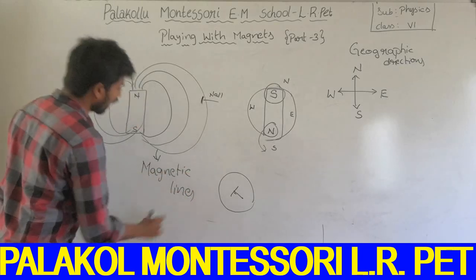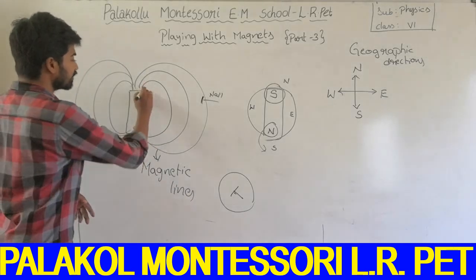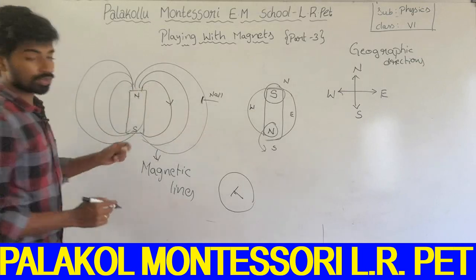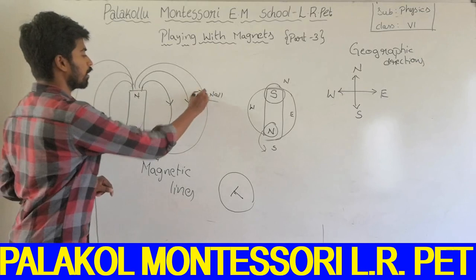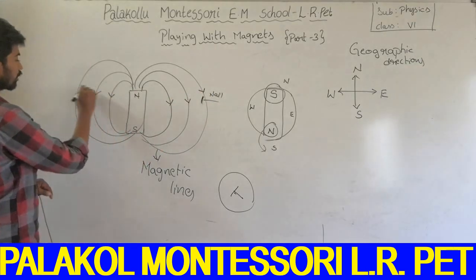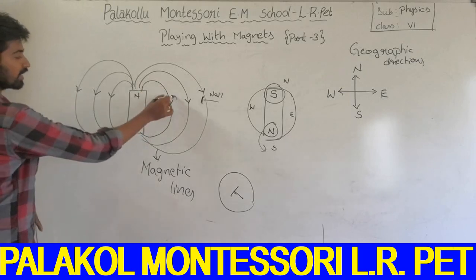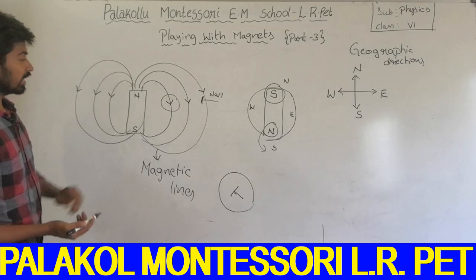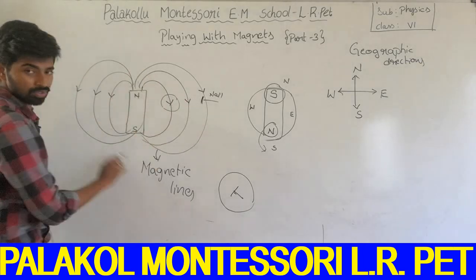Magnetic lines have a direction, and this direction is from north pole to south pole. You have to represent it with an arrow mark, from north pole to south pole. These are the magnetic lines present around the bar magnet, and their direction is from north pole to south pole.